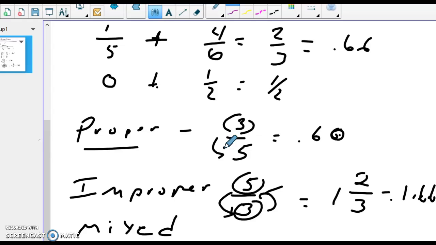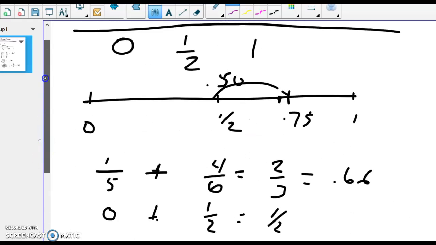Let me go to a new one. How do I make a new one here? I'm running out of room. Not sure how to make a new one here all of a sudden.